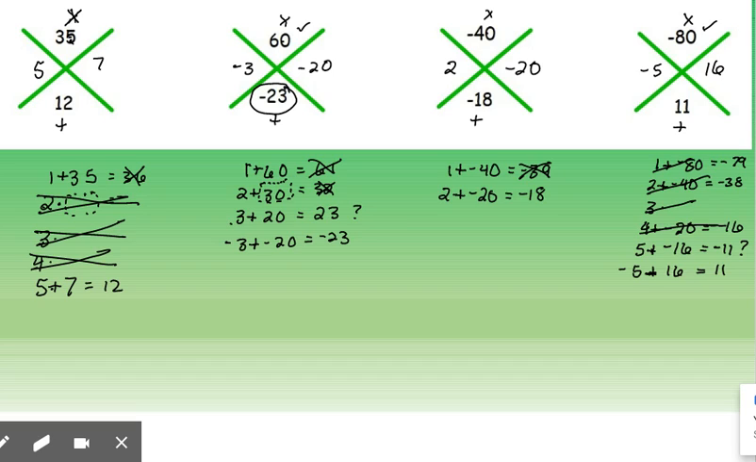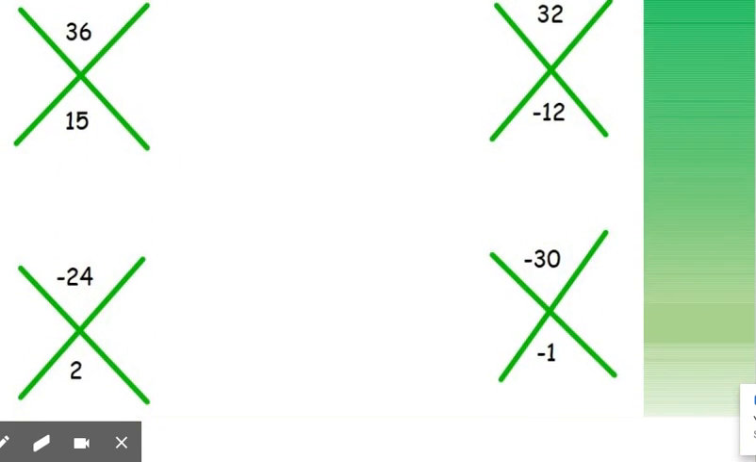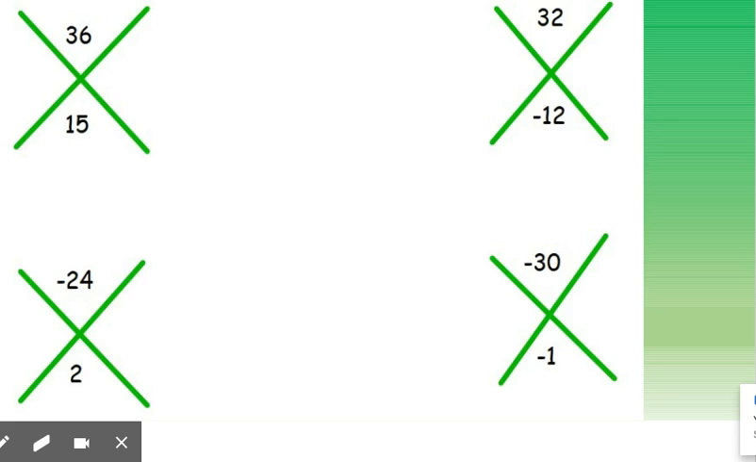Let's do a few more. Now, if you feel like you are a little bit comfortable with this, I want you to go ahead and try this next set on your own. So if you feel comfortable, go ahead and pause the video and complete these 4. If you would like to go step by step with me, I'm going to go step by step right now. So the first one, top left, multiplies to be negative 36, adds to be 15.